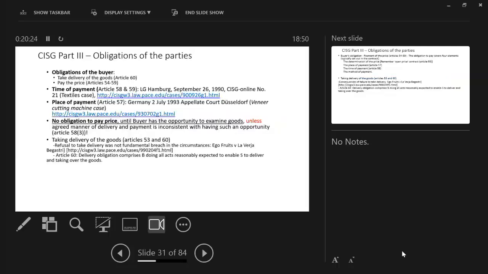Obligations of the parties, of the buyer. Pay the price. Obviously, a core term for the contract is the price, and the way that that price is paid is a central term. And, of course, to agree to take delivery of the goods.